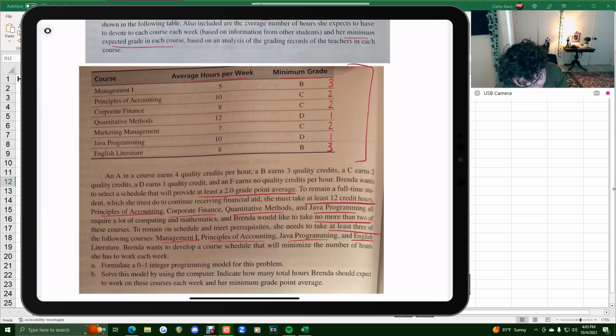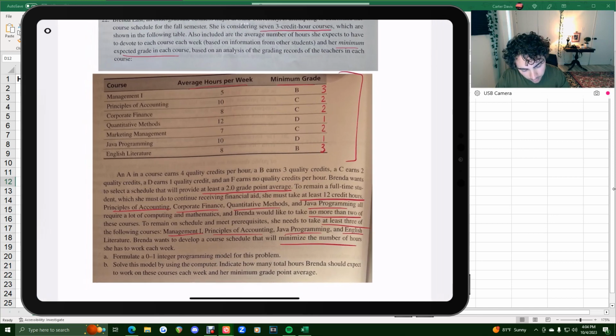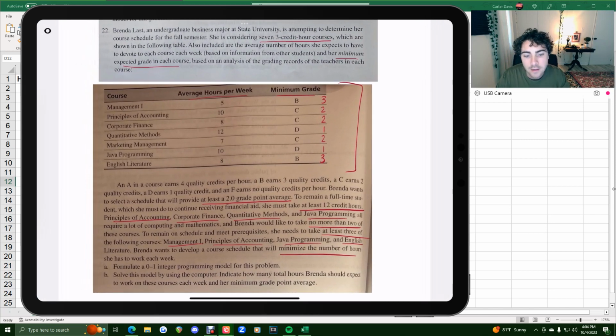She wants to develop a course schedule that will minimize the number of hours she has to work each week. So we've emphasized a few different constraints and things we need to discuss here.